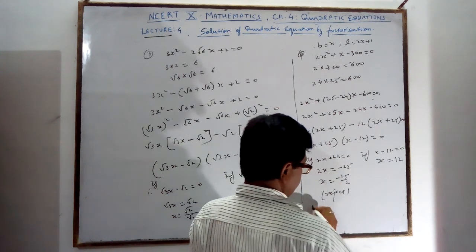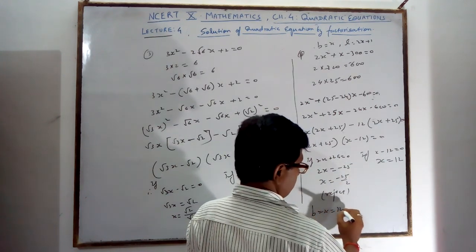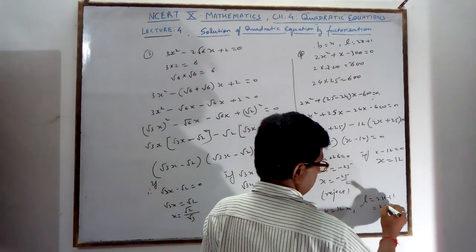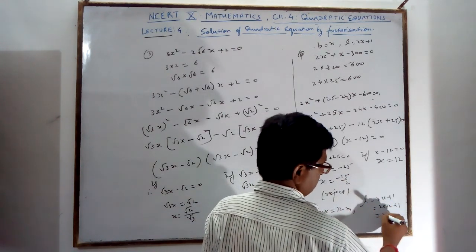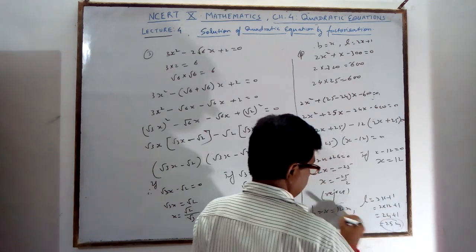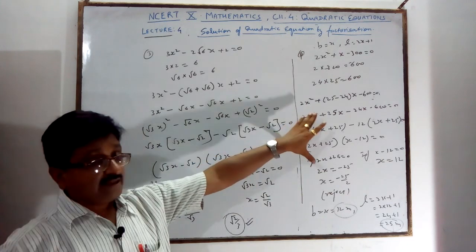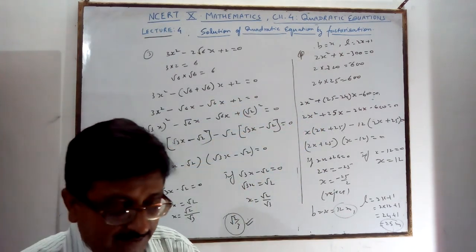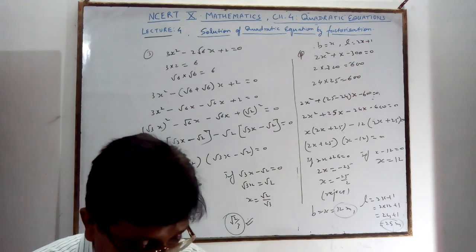So it is the breadth. Breadth is equal to x, 12 meters, and length is equal to 2x plus 1. 2 into 12 plus 1, 24 plus 1, that is 25 meters. So this is the length and breadth of the prayer hall, which is given in the beginning of this chapter, and it is given as example 6 of your book.